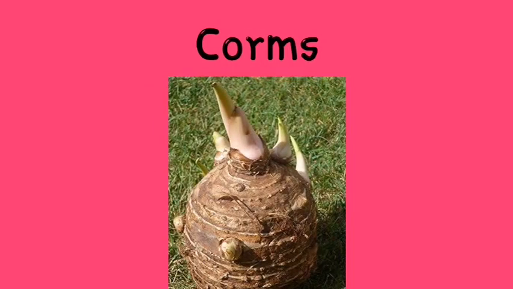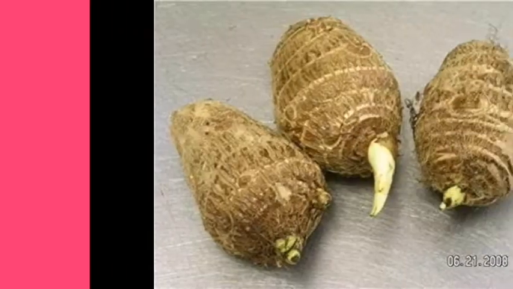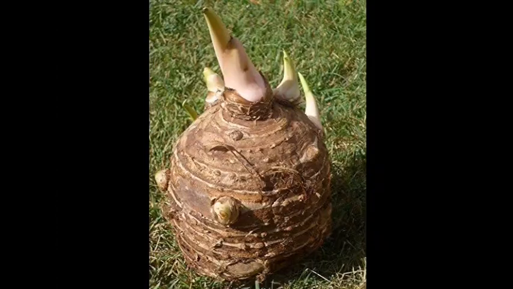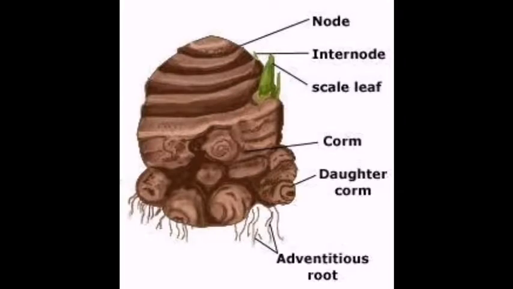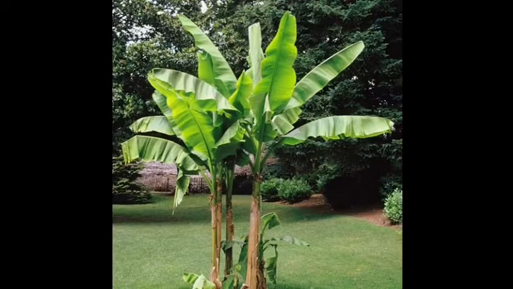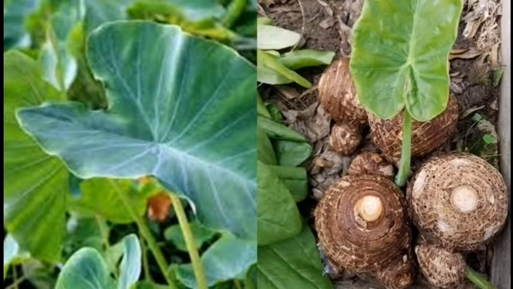Corms. Corm is a condensed form of rhizome and consists of a solid and fleshy underground stem bearing one or more buds. Some of these buds produce daughter corms which later grow into new plants. Banana, colocasia are examples of corm. So these are the natural methods of vegetative propagation. Next, we can discuss about the artificial methods of vegetative propagation.